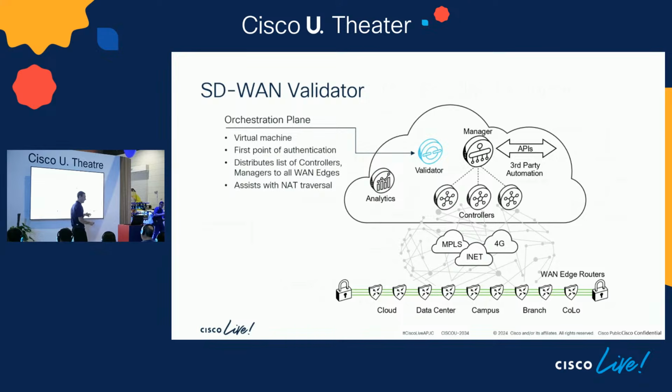So as I just finished saying, validator, not too complicated. It really is that first point of authentication. This is a virtual machine. It's running in the cloud. I mean, you could have it on-prem, but most of the time it's happening in the cloud. And like I said, once it's authenticated that router and said, okay, you can join this fabric, it's going to tell that router what the IP address is for vManage, for manager, and for the controllers as well.